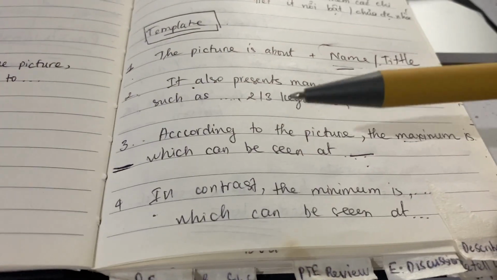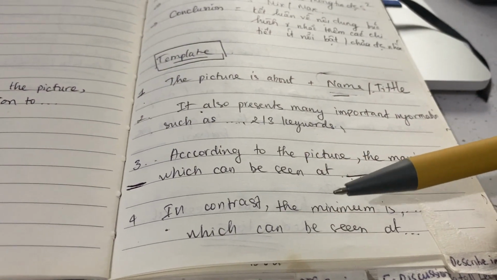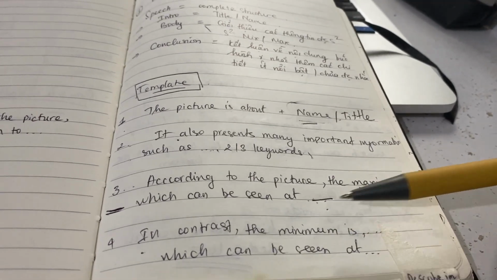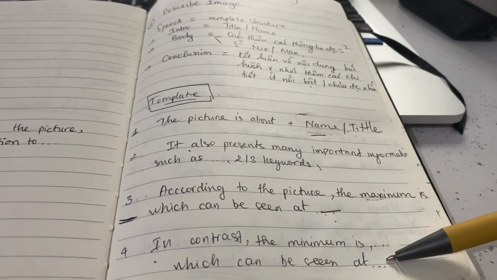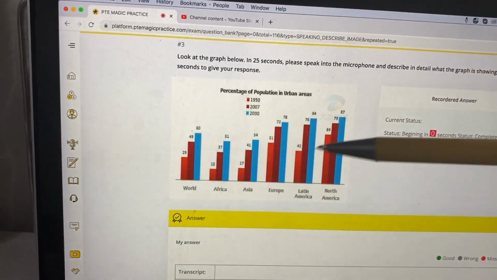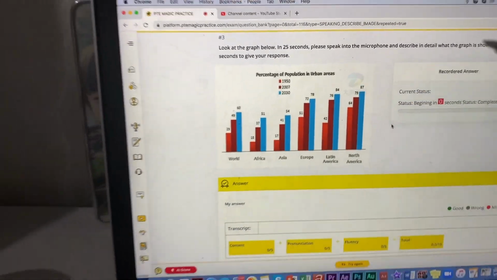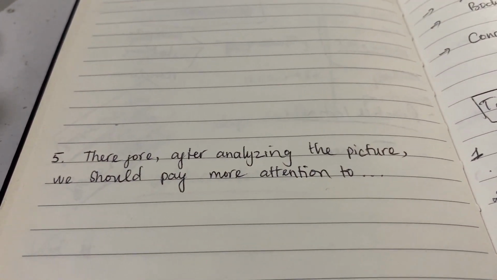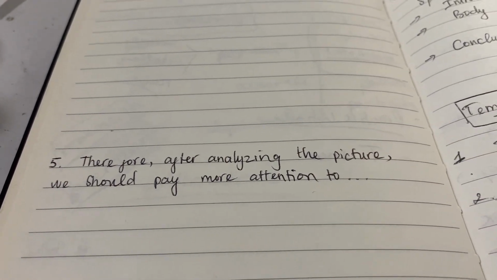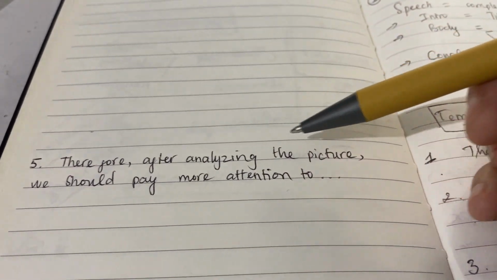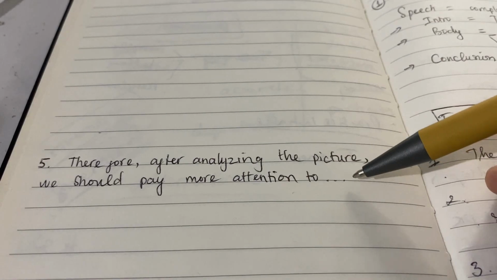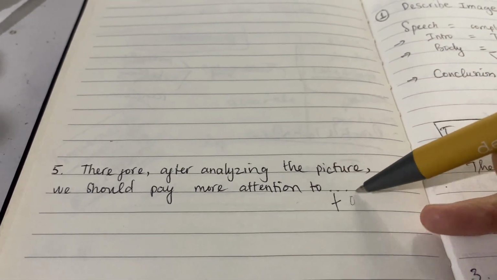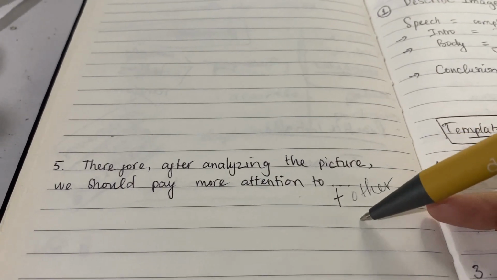Number four: in contrast, the minimum is... So we have the maximum and then we have the minimum. And the same, which can be seen at, and anything that's shown in the picture is fine. And finally, the conclusion: therefore, after analyzing the picture, we should pay more attention to... And this is when you include other keywords.